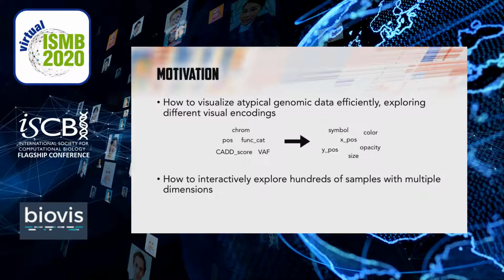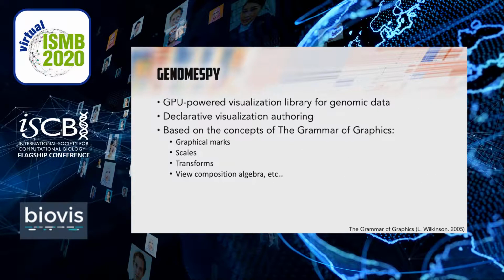The secondary question is, if the data consists of multiple dimensions and hundreds of samples, how to explore them interactively and more swiftly than with the current state of the art. To address these questions, we created GenomeSpy, a GPU-accelerated visualization tool. It provides a visualization grammar that allows for authoring novel visualization designs by using combinatorial building blocks such as graphical marks, scales, transforms, and so on.